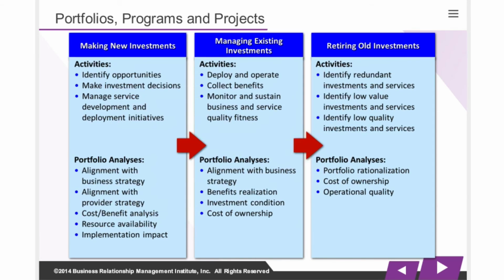The diagram on your screen shows the life cycle of provider investments. You can see that it has 3 phases: making new investments, managing existing investments, and retiring old investments. The first phase includes identifying new services or enhancements to existing services that could support business outcomes, evaluating, prioritizing, and selecting opportunities to implement, and design and transition these new services into operational use.